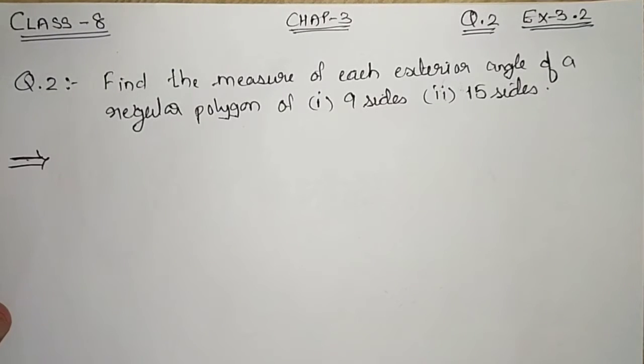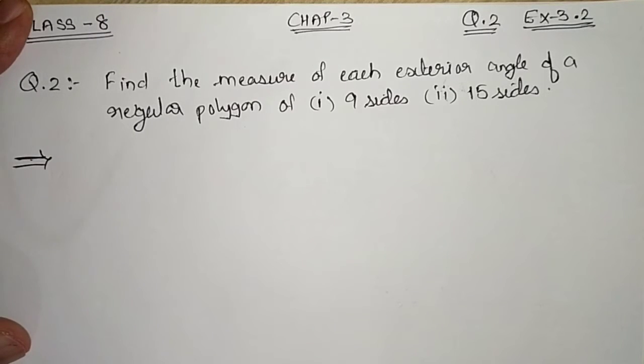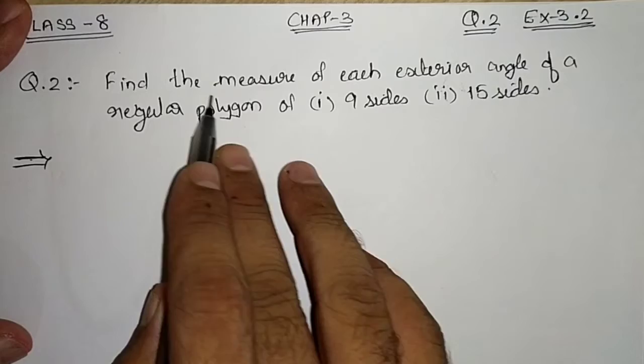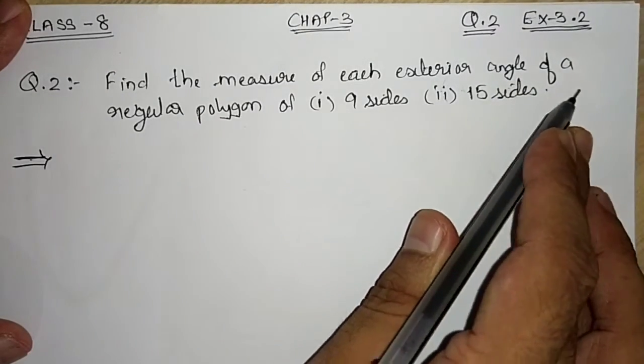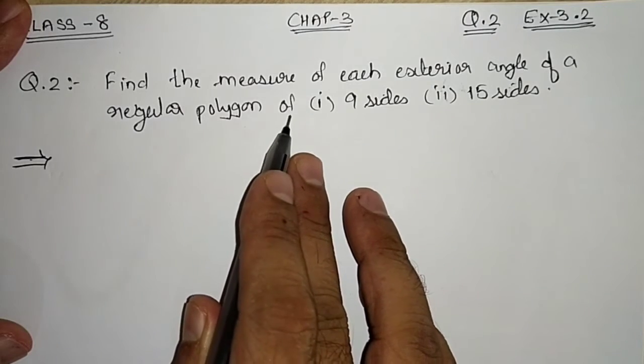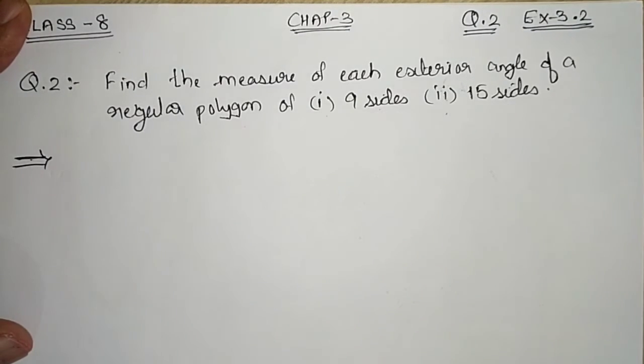Hello students, welcome back. Today we are going to solve question number 2 of exercise 3.2, understanding quadrilateral. Question number 2 says find the measure of each exterior angle of a regular polygon of first 9 sides, second 15 sides.